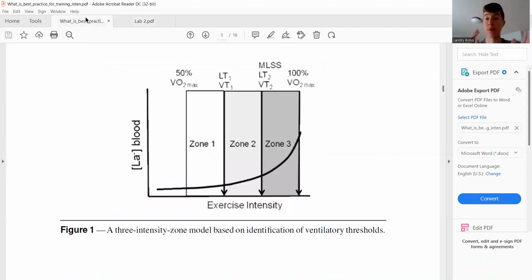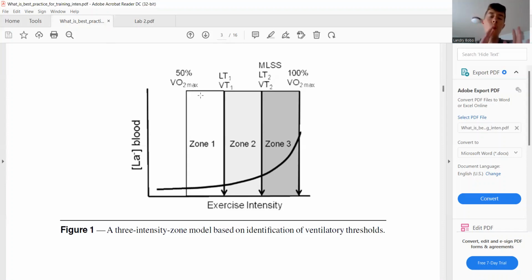So back to the 3-zone model. We talked about with the first threshold, how this is where you transition to becoming predominantly carbohydrate burning. So below this point, you are using more fat than you are carbs. Once you cross over into this zone, you begin to burn predominantly carbohydrates. Above the second threshold, you're burning pretty much entirely carbohydrates.